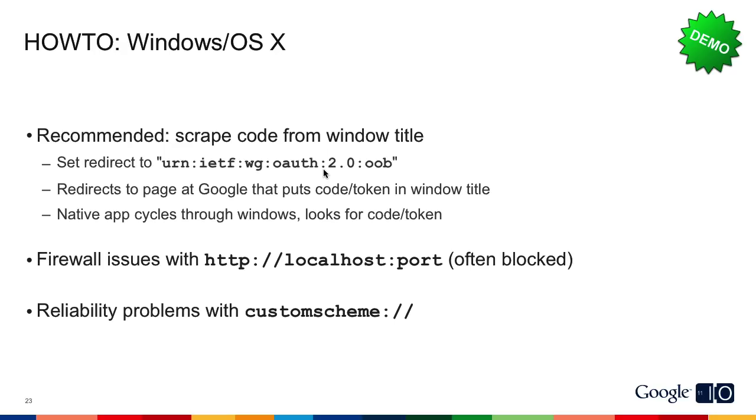When we see that particular redirect URL, when the user sees the approvals page and says allow access, instead of redirecting back to some web app that sits out there, which we don't have in this case, we actually redirect to a page at Google. What that page does is put the OAuth token in the title bar of the browser. And then the installed application can sit in the background and look through all the windows that are open on the desktop, look for one of the windows that has that string in the title bar, and scrape it out of there. Let me show you how that works.